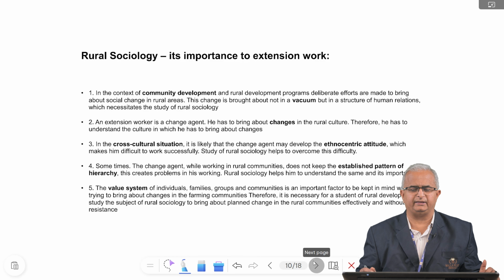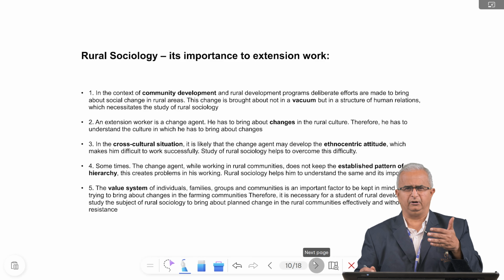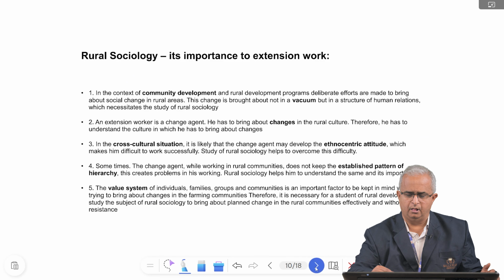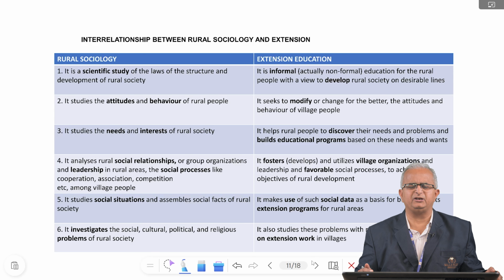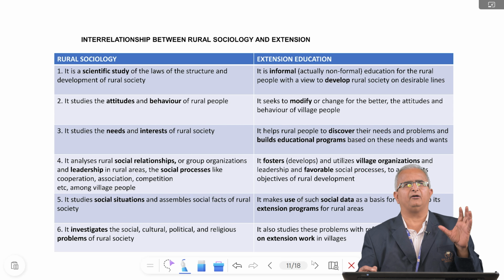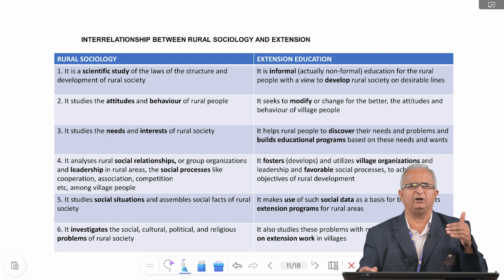That's the fundamental thing. That's why we have to study rural sociology and the value systems also. What kind of value systems are prevailing in the rural areas, we should be in a position to understand. And there is an interrelationship between rural sociology and extension. In general, rural sociology is the study of the rural people. It is the science of the rural society.